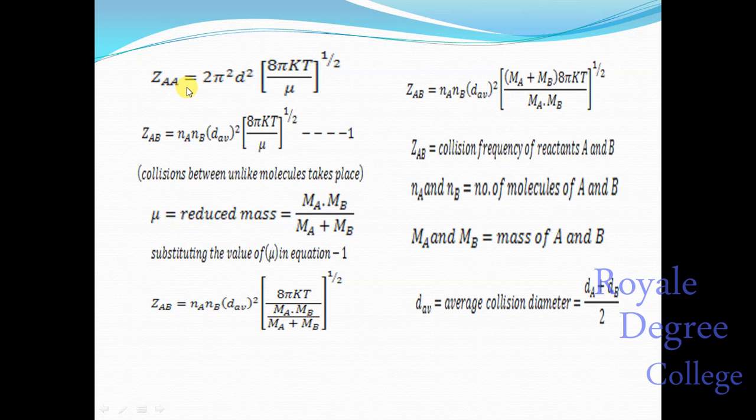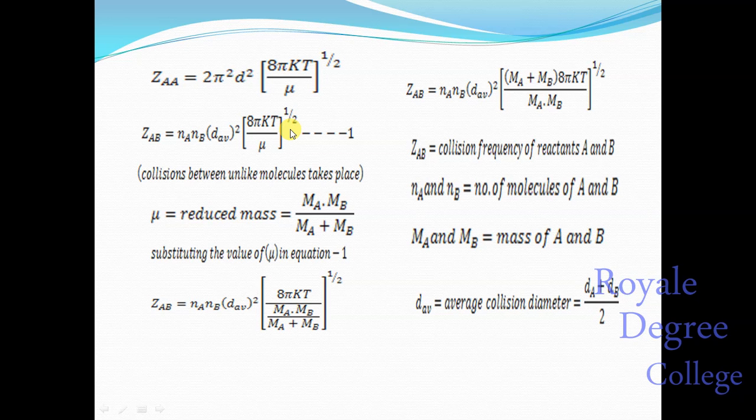Here the reactants are the same. It is equal to 2 pi square d square into 8 pi kT by mu to the power half. Next, if we are taking different reactants, ZAB is equal to Na into Nb, d average to the power 2 into 8 pi kT by mu to the power half. It is our equation number 1.